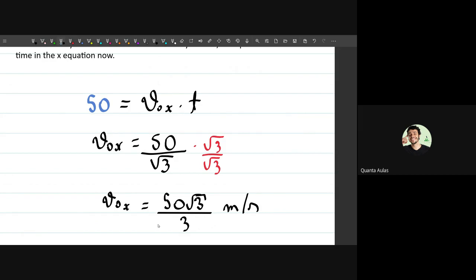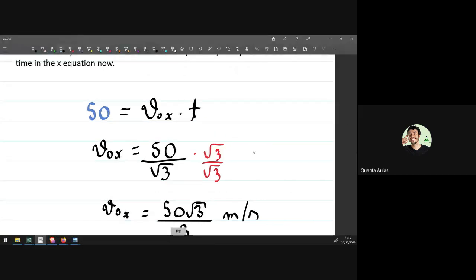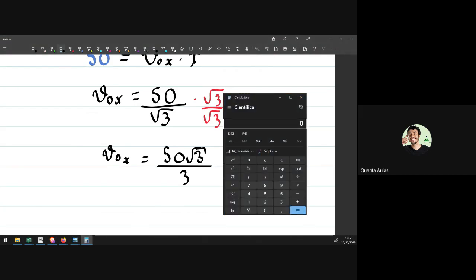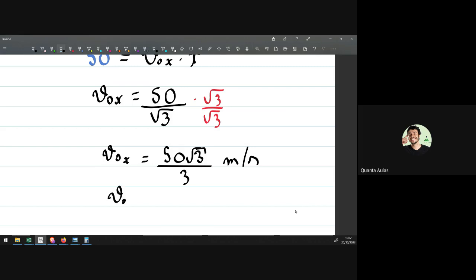If you wanna know how much this is in decimal, it is interesting because I don't know how much this is, but in decimal this is more clear to us. Let me see. 50 over square root of 3, something like 28.8 meters per second. Okay, man, did you understand all the things?